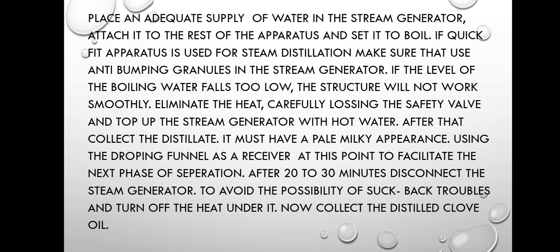After that, collect the distillate. It must have a pale milky appearance, using the drop funnel as a receiver at this point to facilitate the next phase of separation. After 20 to 30 minutes, disconnect the steam generator to avoid the possibility of suck back troubles and turn off the heat under it. Now collect the distilled clove oil.